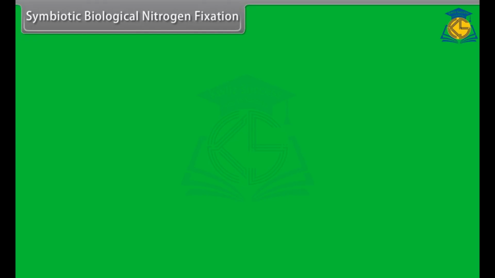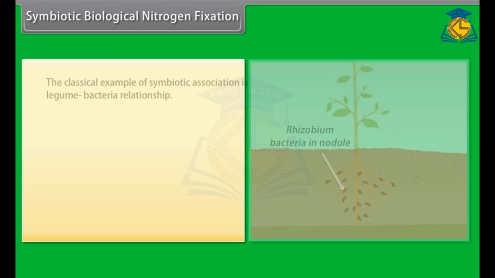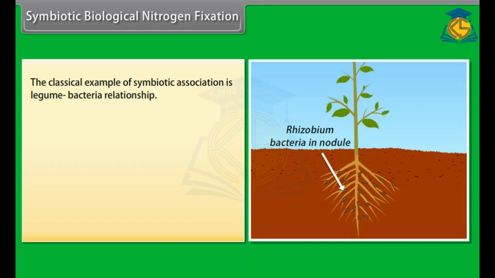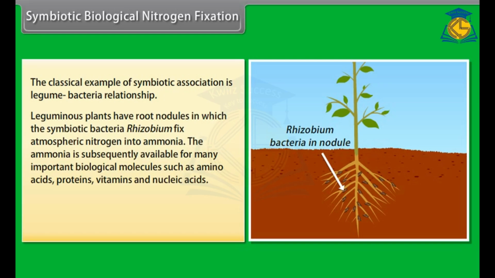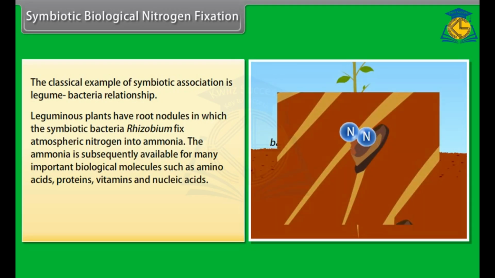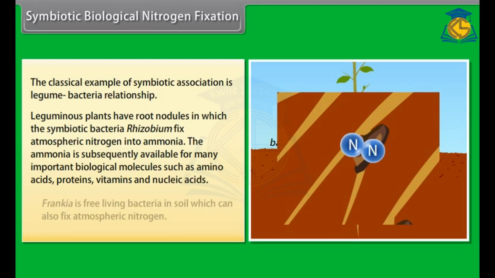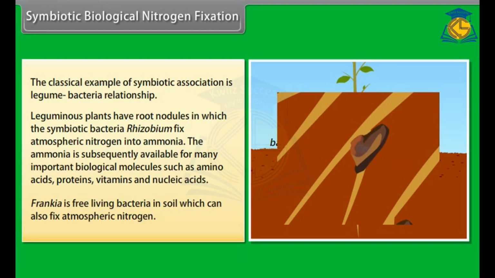Symbiotic biological nitrogen fixation. The classical example of symbiotic association is the legume-bacteria relationship. Leguminous plants have root nodules in which the symbiotic bacteria Rhizobium fix atmospheric nitrogen into ammonia. The ammonia is subsequently available for many important biological molecules such as amino acids, proteins, vitamins and nucleic acids. Frankia is a free-living bacterium in soil which can also fix atmospheric nitrogen.